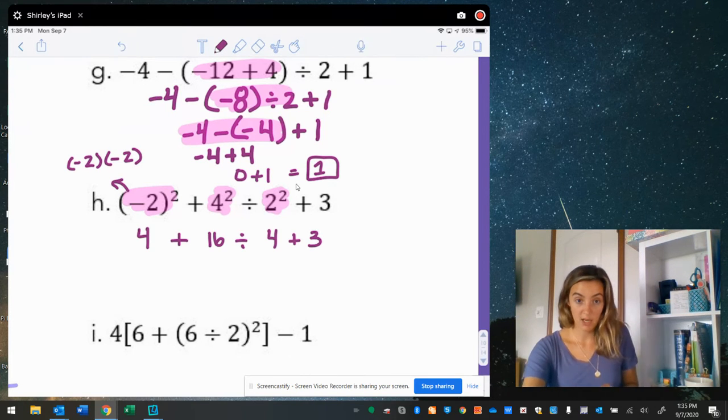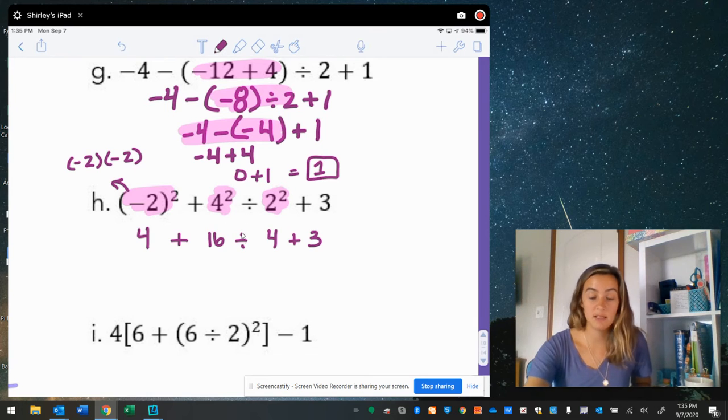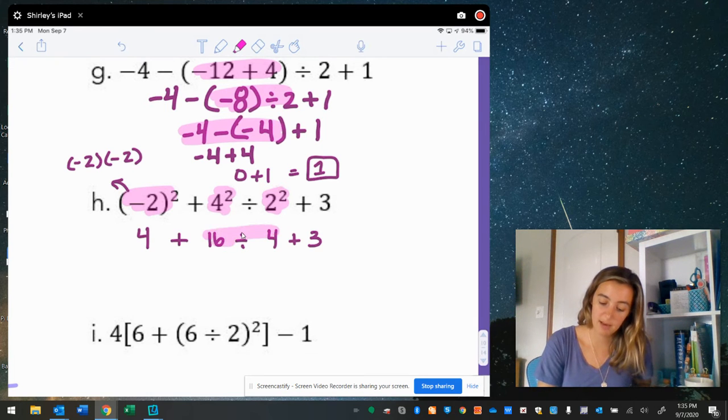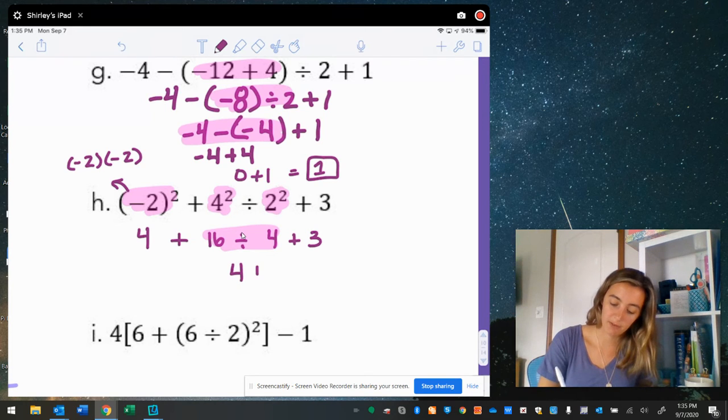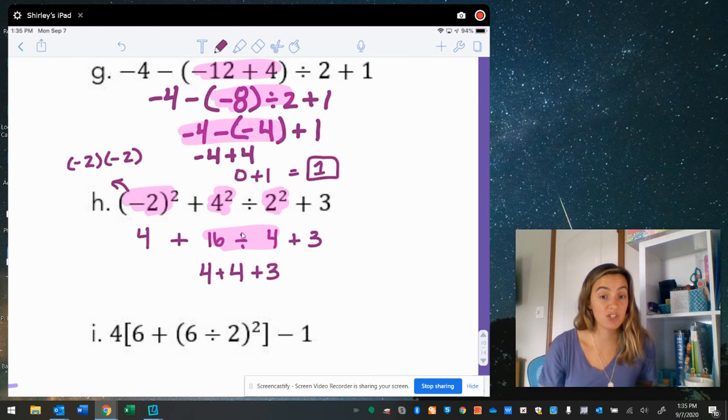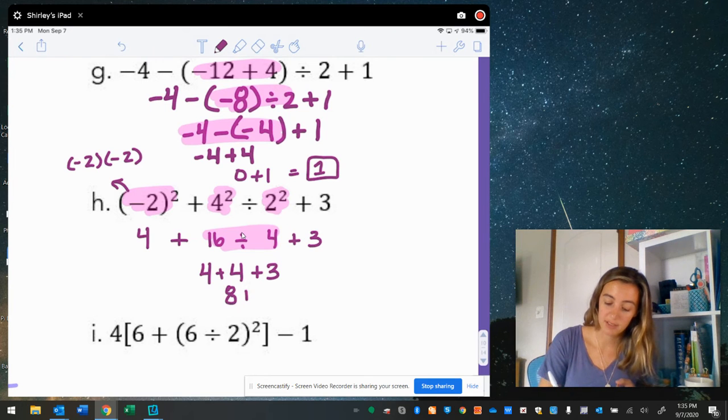So next comes multiplication and division. So I see my 16 divided by 4. So I'm going to simplify that. 16 divided by 4, 4. Bring everything else down. And then move left to right, which I have addition for everything. So I have 4 plus 4, which is 8, plus 3 makes my final answer 11.